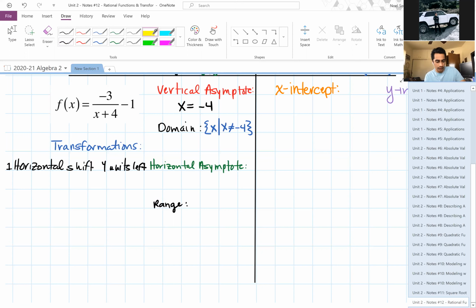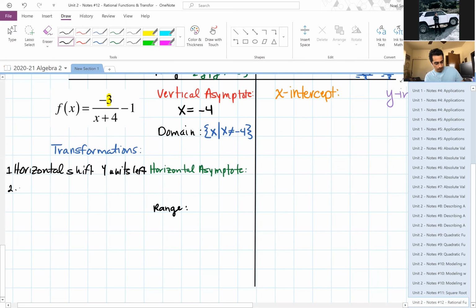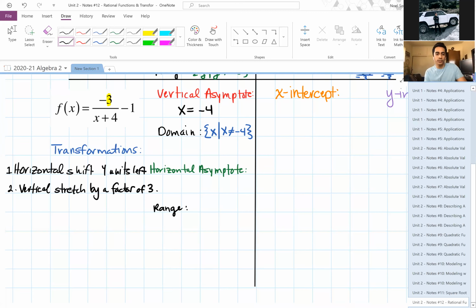Take a look at the a value. Yeah, it's a stretch. So I have a vertical stretch by a factor of 3. Another common thing I'm seeing on the quizzes is you're saying that there's a stretch or a compression by -3. There's no such thing.